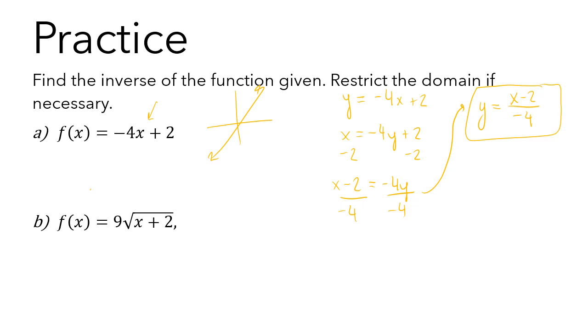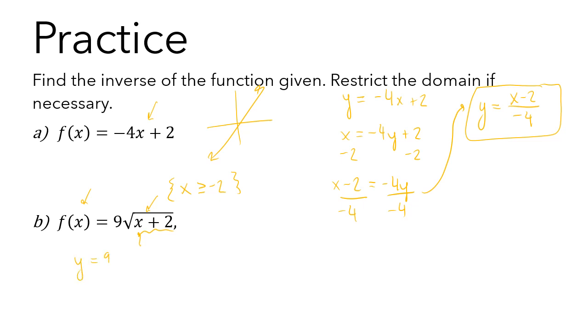Okay, let's try this next one. Now this one is actually going to need a restriction on the domain because x plus 2 under here cannot be a negative number, which means x has to be greater than or equal to negative 2. So that's my restriction on the domain. Let's go ahead and find the inverse now.